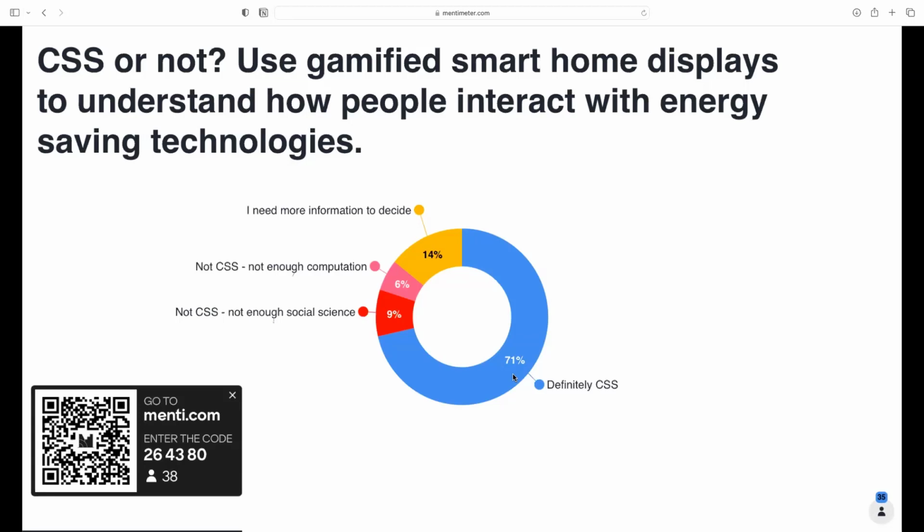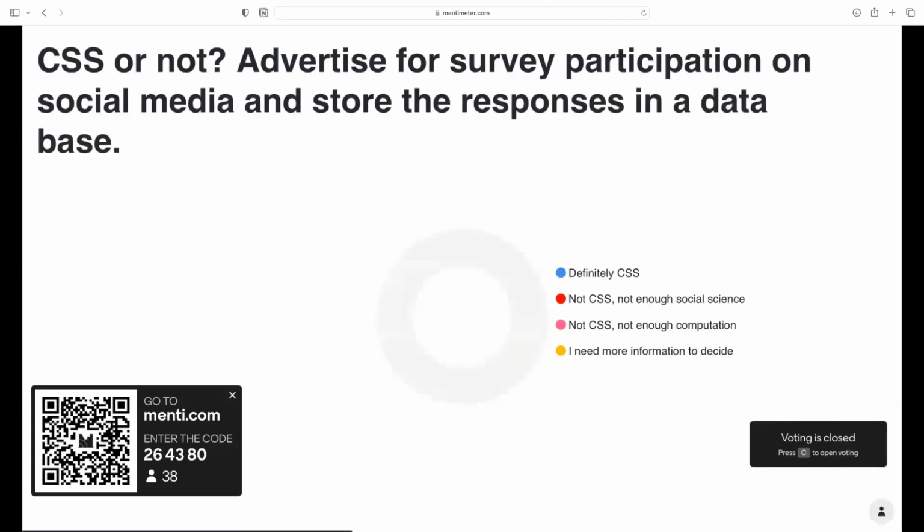We've got that looking at how people interact with them. I can also see how people come to other conclusions with that one. So let's move on. Is this CSS or not? We're looking at advertising for survey participation on social media, and once we get those responses, we're going to store them in a database. Is this CSS or not?